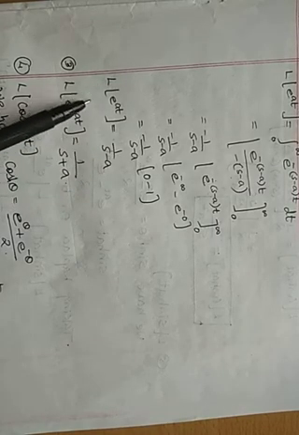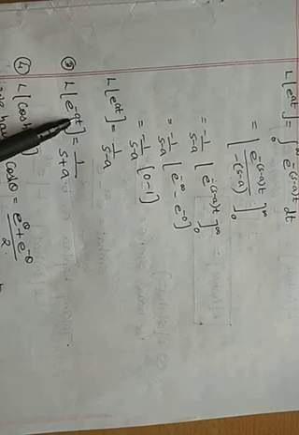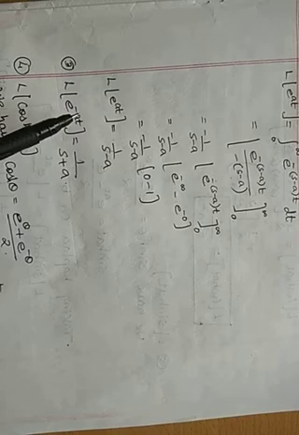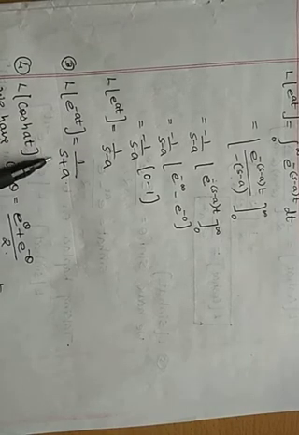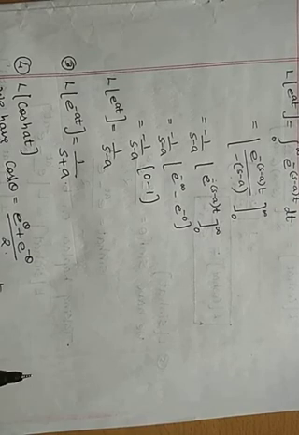Similarly, we can write for the result Laplace transform of e raised to minus at. Just replace a by minus a. So, when you substitute here it will become plus a. So, 1 upon s plus a.